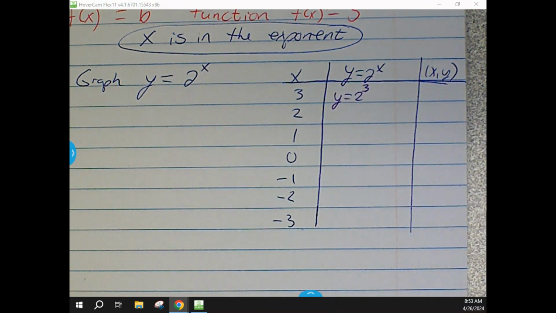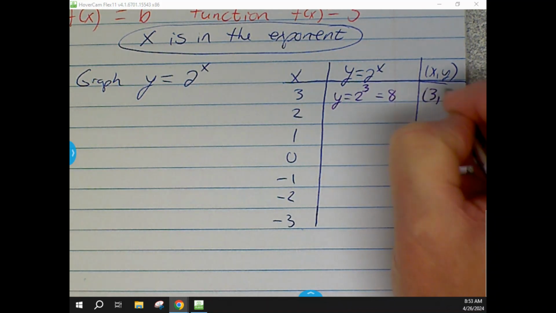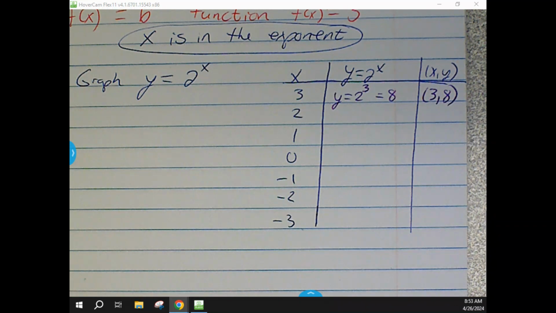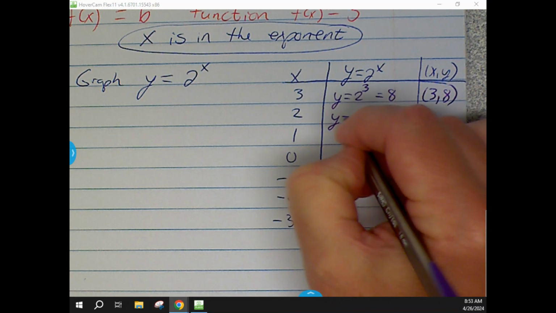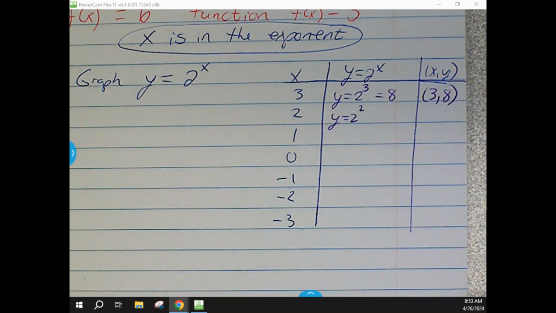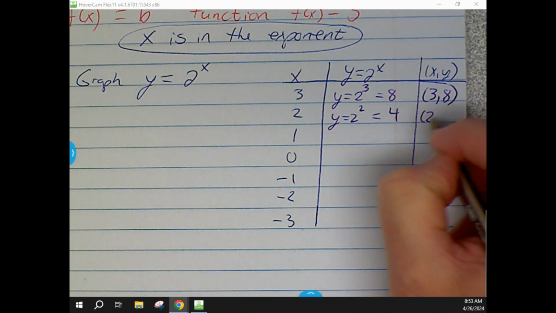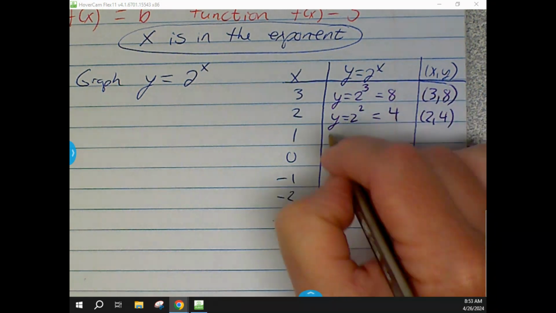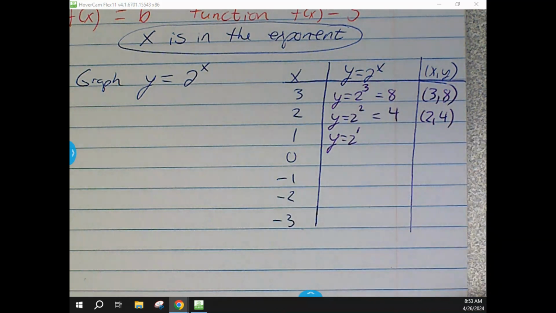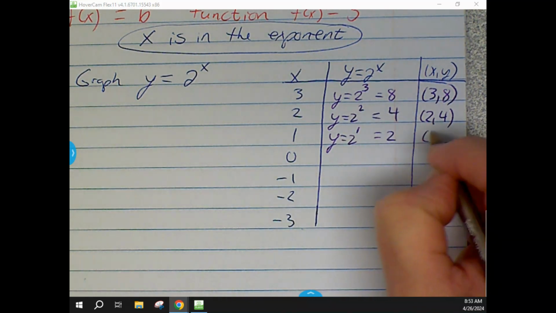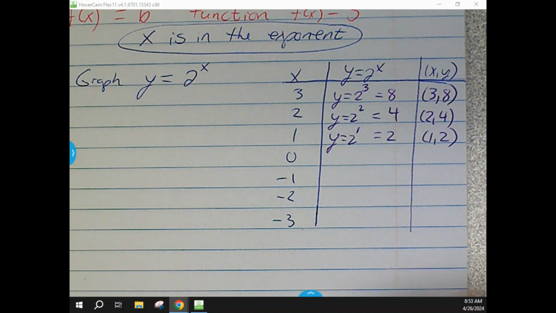Okay, so we start with 2 to the third power. What is 2 times 2 times 2? 8. Okay, so the y value is 8. So if we do the ordered pair on that one, it'd be 3, 8. All right, what about 2 squared? 2 times 2 is 4. There we go. No trick questions so far. To the first power, 2. There we go.